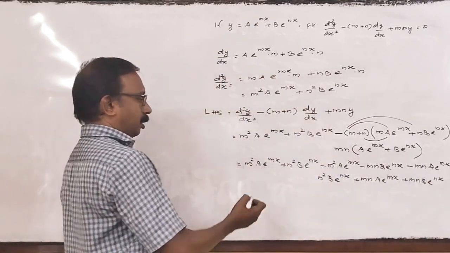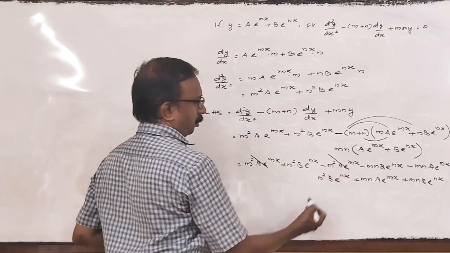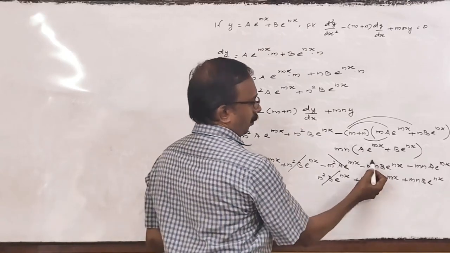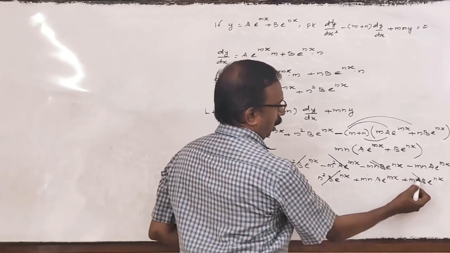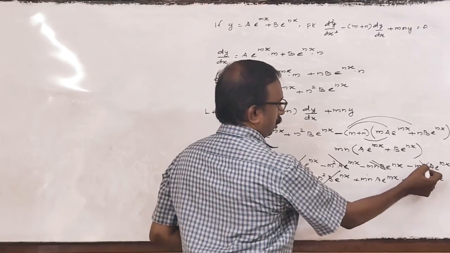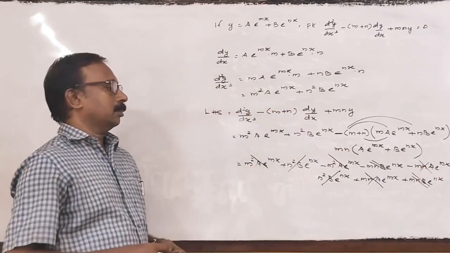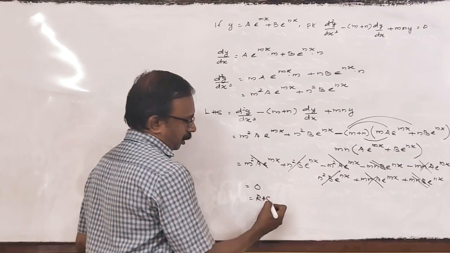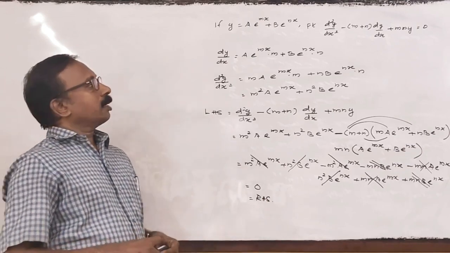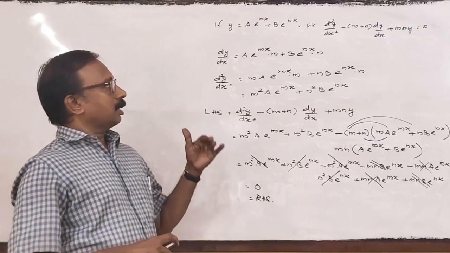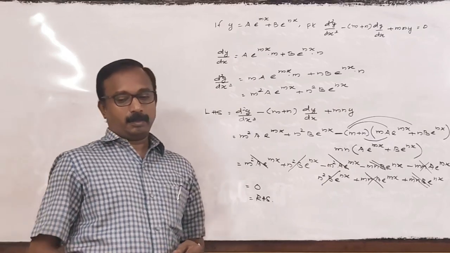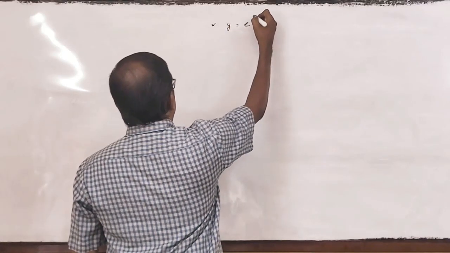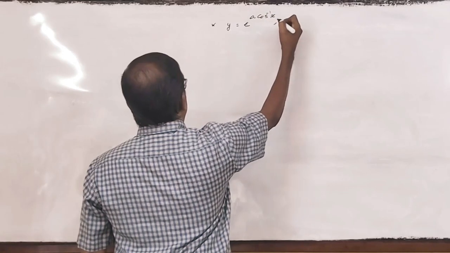So we can eliminate m square a e raised to mx, m square b e raised to mx, and mn terms, and all terms get cancelled. So it is 0, which equals the right side. Hence proved. This is another method for successive differentiation. Another question: y is equal to e raised to a cos inverse x.